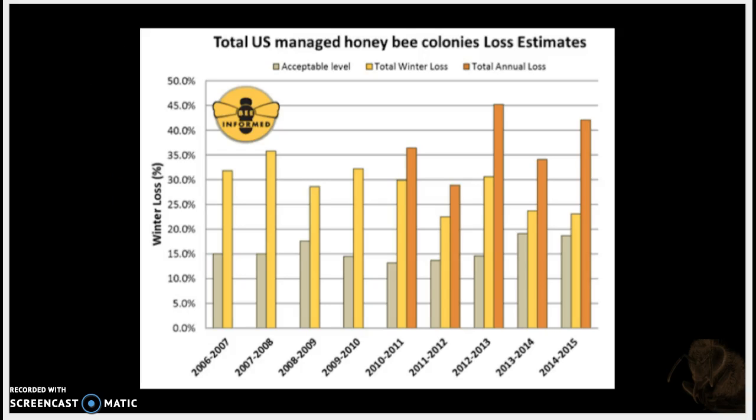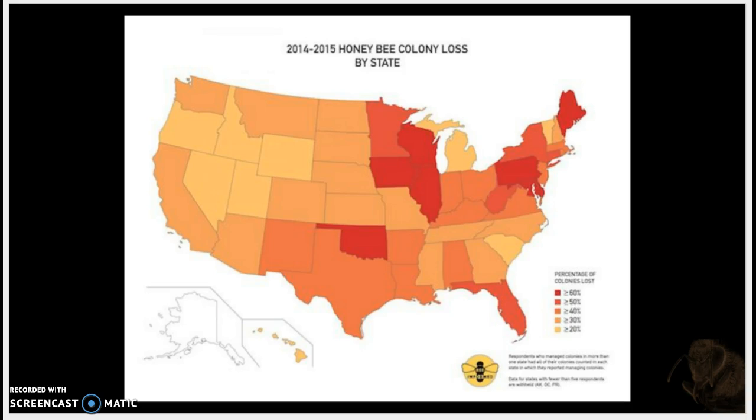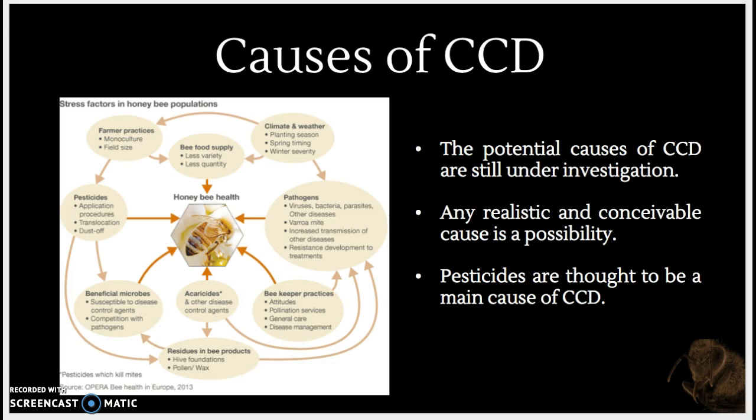This graph gives us a good numerical insight into how the bee colonies in the United States have been affected. As we can see, the percent loss over the winter in the past decade has remained in the 20 to 30% range, consistently exceeding the acceptable level of loss. The Bee-Informed Organization also created a map depicting the states affected, and the wide range of loss contributes more to the question of what is causing CCD.